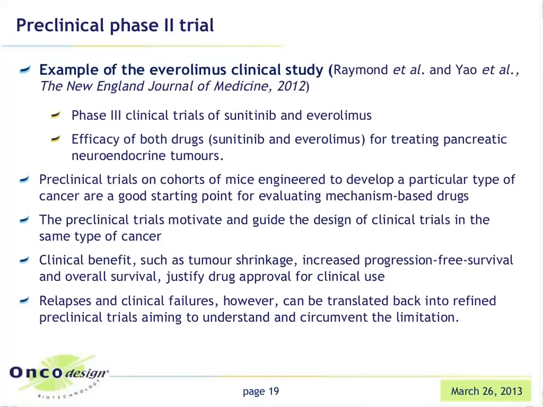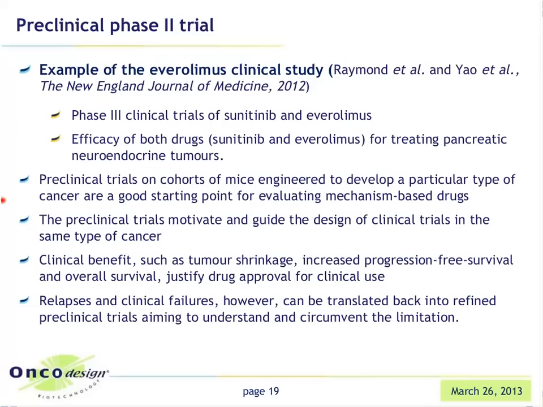Such a study has also been conducted in other groups. As an example, everolimus has been put in clinical study after mouse model studies that have been published by Raymond and Yao. And now there is a phase 3 clinical trial on the combination of sunitinib and everolimus based on the results that have been obtained in preclinical studies. This is for pancreatic neuroendocrine tumor, as you all know, a very deadly cancer.